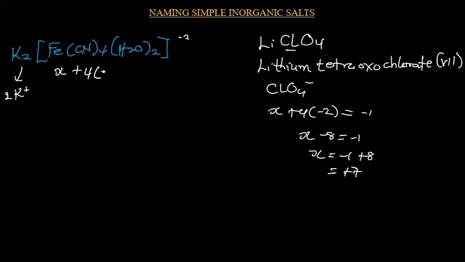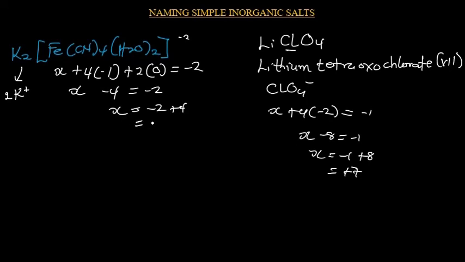So we have 4 into brackets minus 1. Water is a neutral ligand, so we have 2 times 0. Neutral ligands have a charge of 0, okay, equals minus 2. So X will be equal to minus 4. This is 0, and so we have equals minus 2. So X will be minus 2 plus 4, which will give us what? Plus 2. So we know that the oxidation state of the central atom of the anion is what? Plus 2.